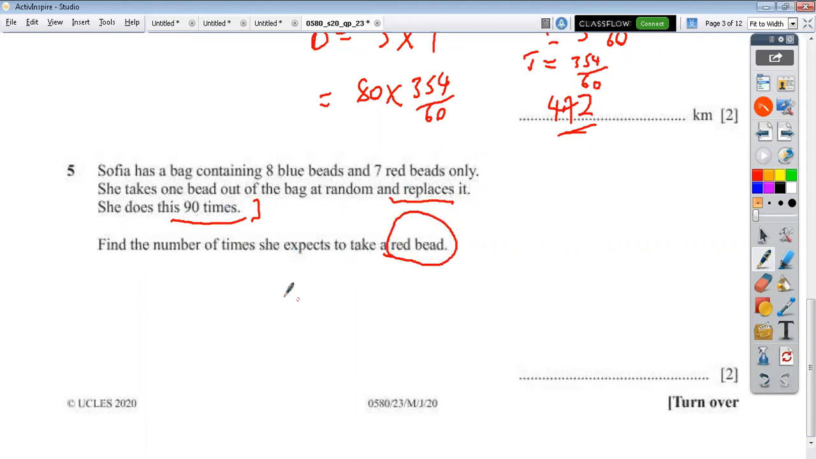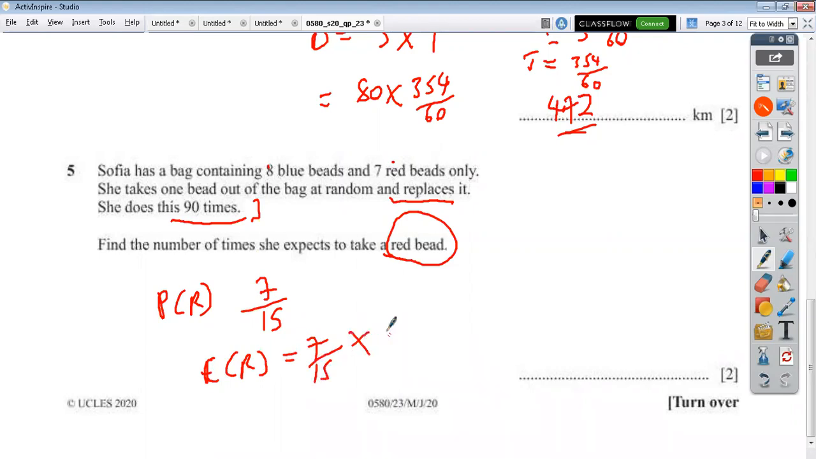So what's the probability of getting a red? It's 7 over what? 7 over, what are they in total? 15. Then your expected number of reds is your probability times the number of times you are doing it, 90 times. Hope it's clear. 15 into 90 is 6, so it should be 42. Clear now? Yes, sir.